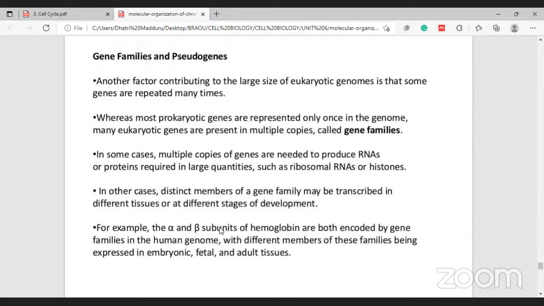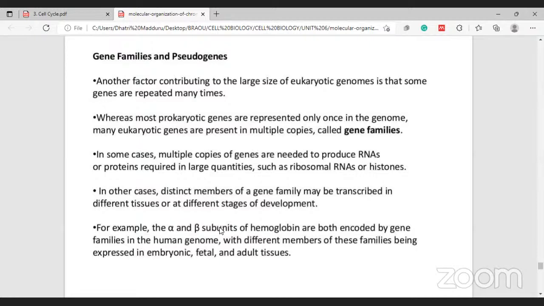Suppose during growth or during cell division, we require more proteins. At that point of time, we require more coding of such proteins. But when there is no cell division, then we don't require that protein. So at that point of time, the transcription cannot be seen. Okay. So an example of gene families is the alpha and beta subunits of hemoglobin.